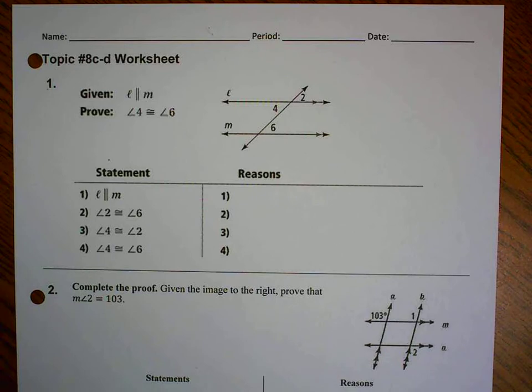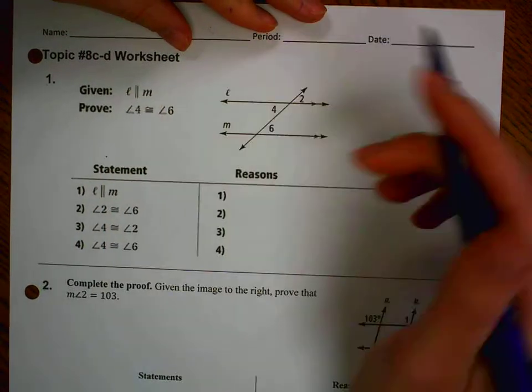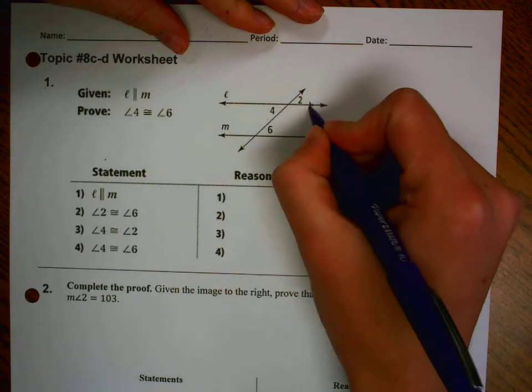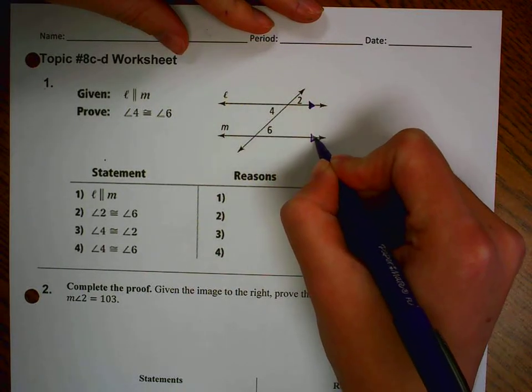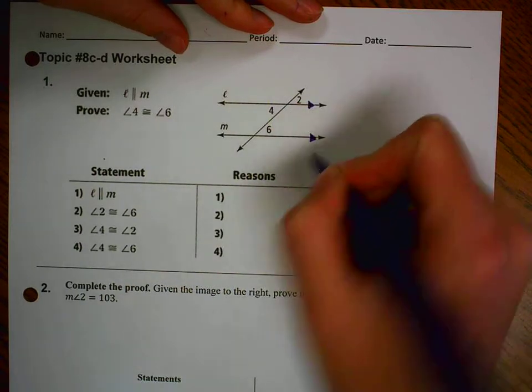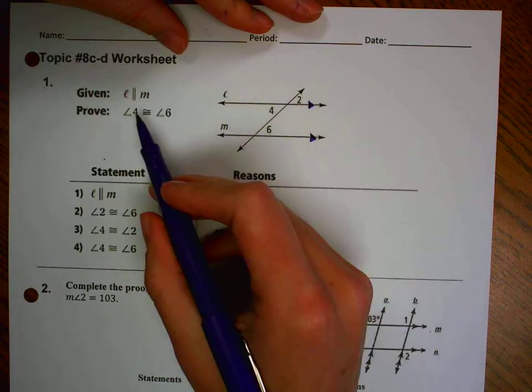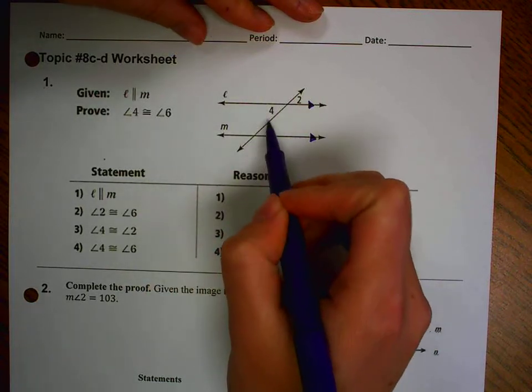So if you look at number 1, it says we're given the fact that line L is parallel to line M, and we can confirm that because the arrows here show that our lines are parallel. So the arrows at the end show that the line goes forever. These extra arrows in the middle are telling us that these are going in the same direction, they're parallel. And they want us to prove that angle 4 is congruent to angle 6.